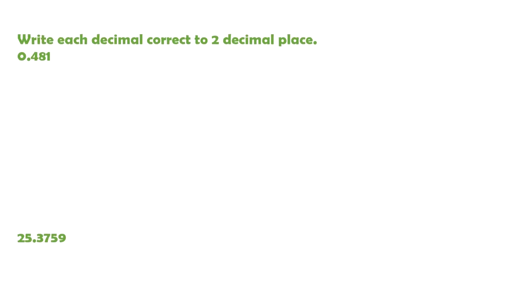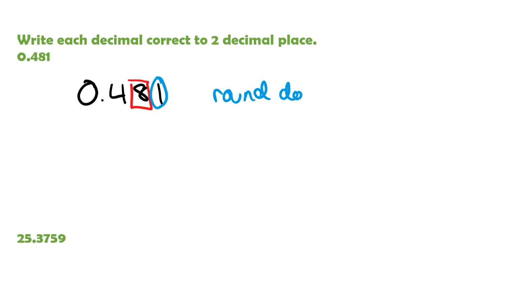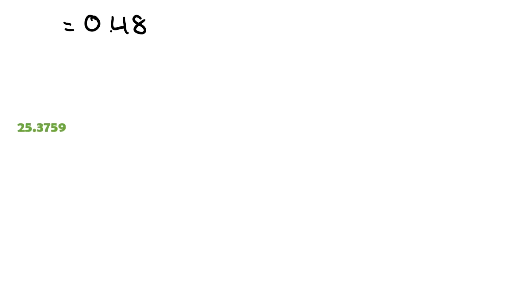So we're going to look at some more numbers, except we're going to do two decimal places this time, but it's the same thing. So 0.481. My second decimal is that 8 in red there circled, and the number behind it is what's going to determine whether we round up or down. All right, so that one there. So it's less than 5, so we round down. So we get 0.58.